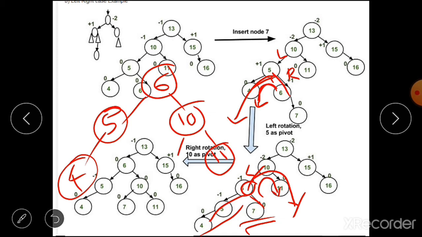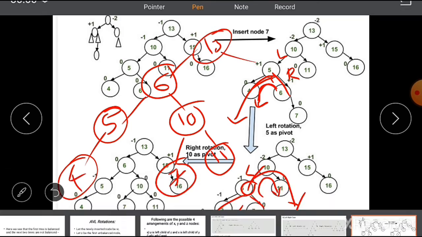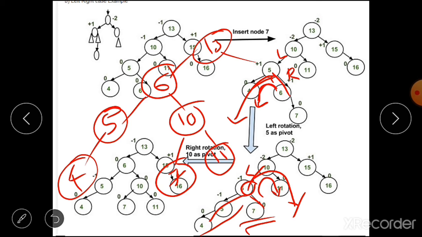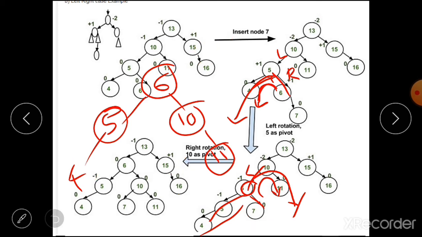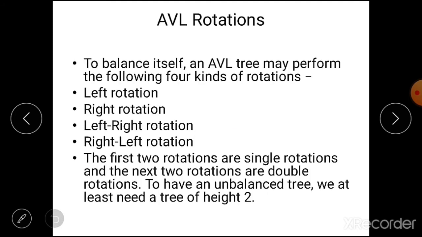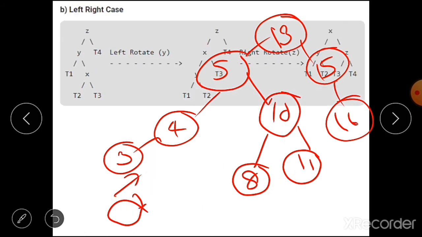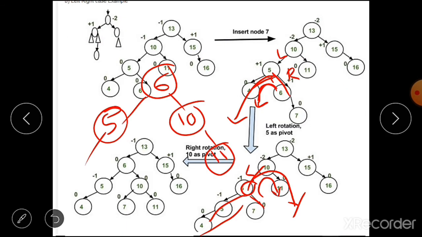7 becomes the left subtree of 10. And the remaining are all the same, 13 like that. So this is the balanced tree.